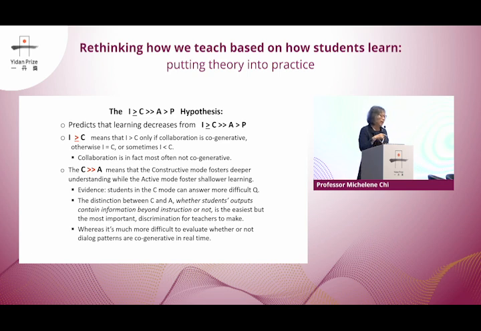Now you notice I put I is much greater than or equal to C, which means that I is greater than C only if collaboration is co-generative. Otherwise, I is equal to C, and often I could be worse than C. That's because about 80% of the time, collaboration is not co-generative. It takes on several other patterns.